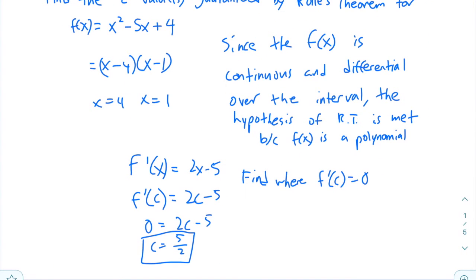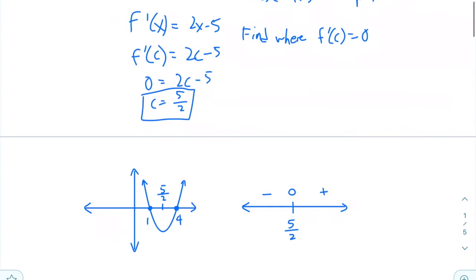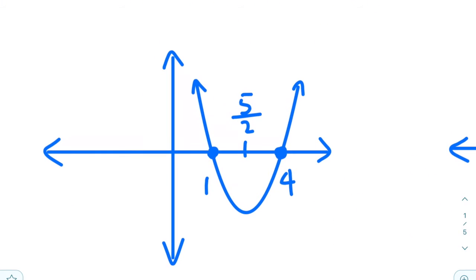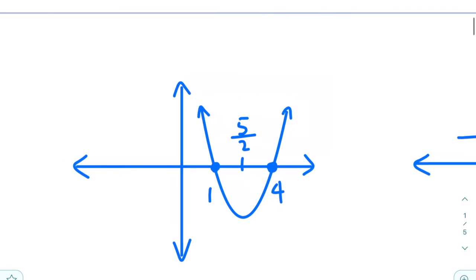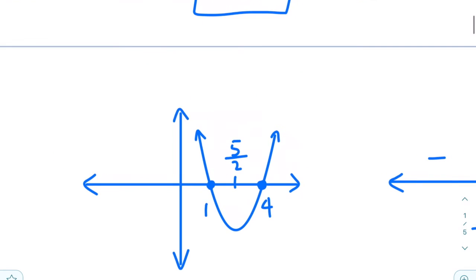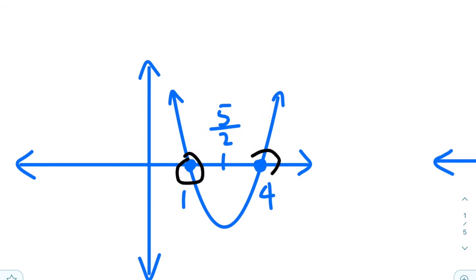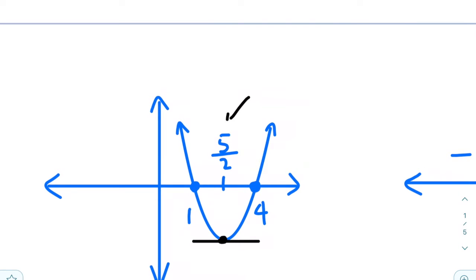All right, so let's look at a graphical example of this problem. Given this graph, we graph the function in this case. As you can see, there are x-intercepts at 1 and 4. So we're trying to find a c value in this interval at which the derivative is 0. And we know it's 0 at this turning point of the function. And what is that turning point? It's 5 over 2.